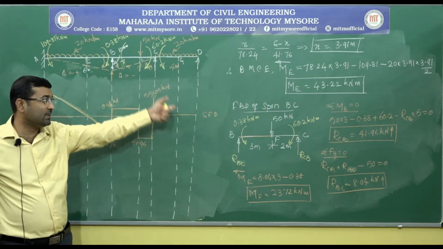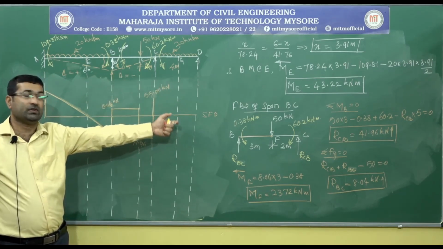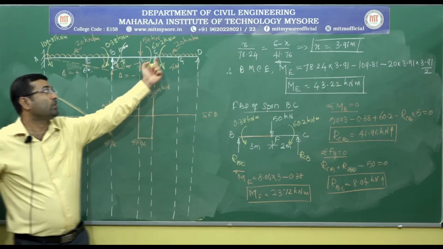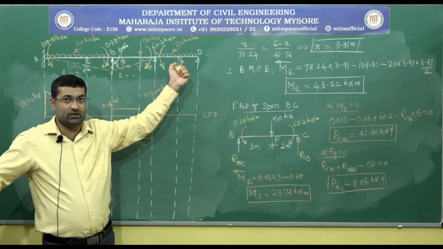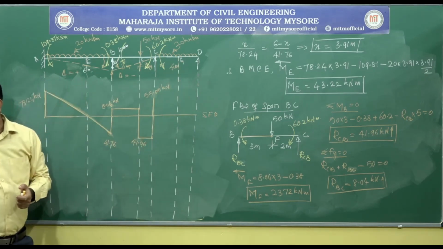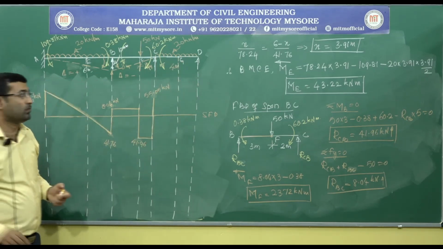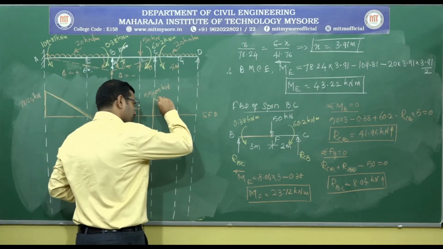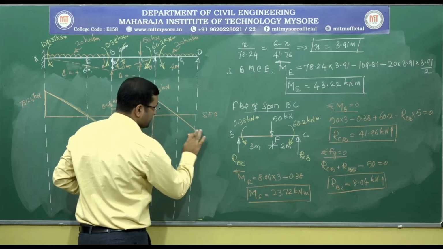From C to D we have a UDL which is acting vertically downwards. Because of this UDL we will get a negative shear force on the end D. 55.05 minus 20 into 4. So you will get a negative value of minus 24.96.